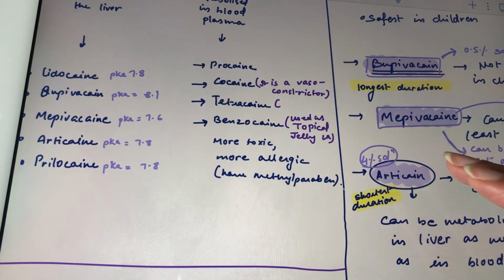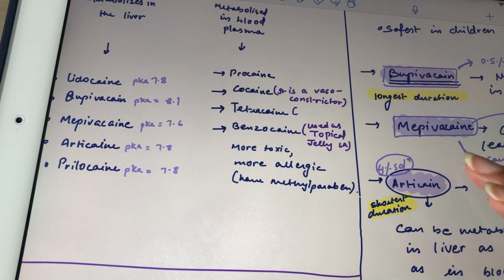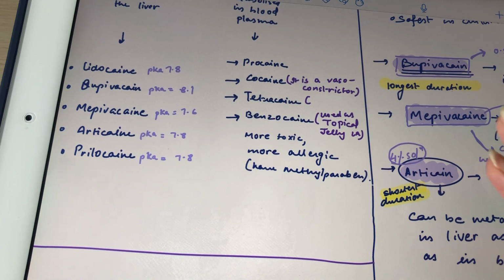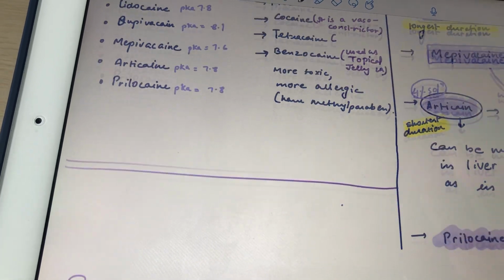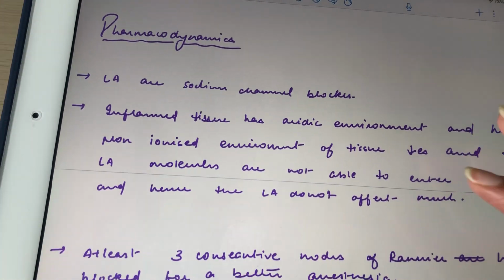But cocaine is not a vasodilator, it is a vasoconstrictor, so it never requires epinephrine. Now comes benzocaine. Benzocaine is used as a topical jelly of local anesthesia. Now comes the pharmacodynamics.